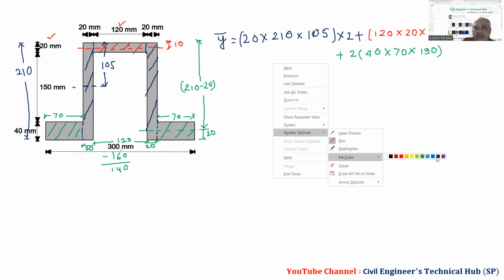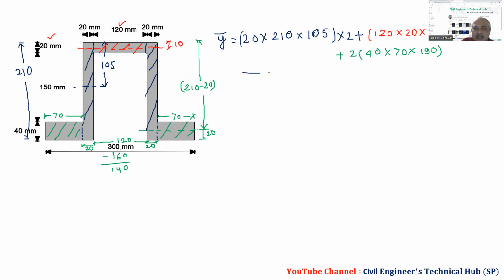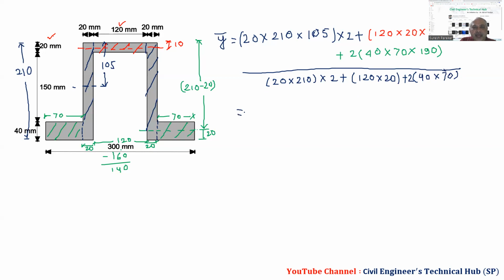And then we have divided by the area of all this. Now I will use the same ink for all areas. So divided by 20 into 210, 2 times, plus 120 into 20, plus we have 2 times 40 into 70. And I got this value of y bar, and that is equal to 120.12 millimeter, and that is from top. I always find values from top.